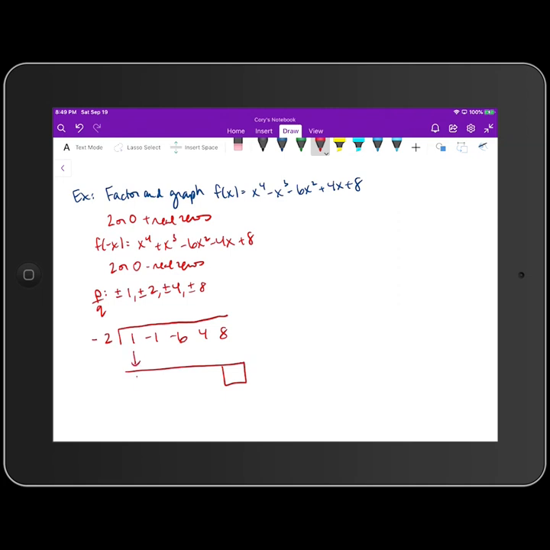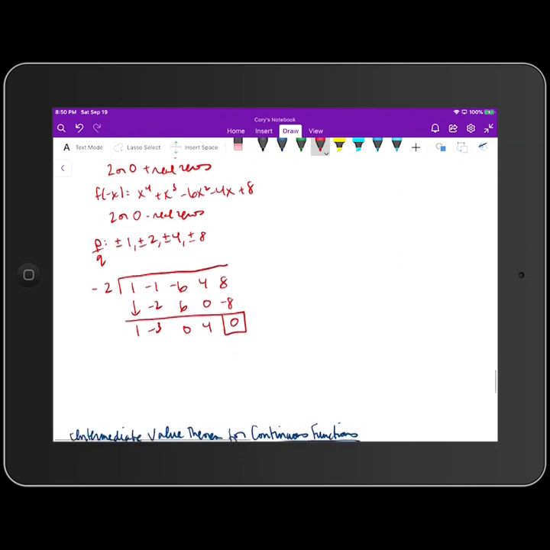So we bring down the first term 1. Negative 2 times 1 multiplies to negative 2, that adds to negative 3, multiplies to 6, adds to 0, multiplies to 0, adds to 4, multiplies to negative 8, and adds to 0. So that's great. We found our first 0.